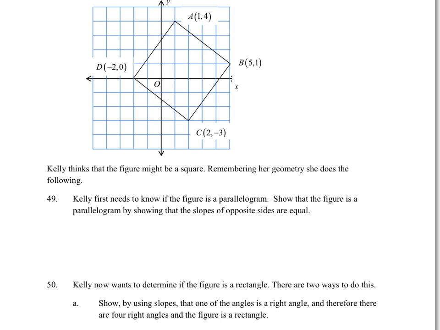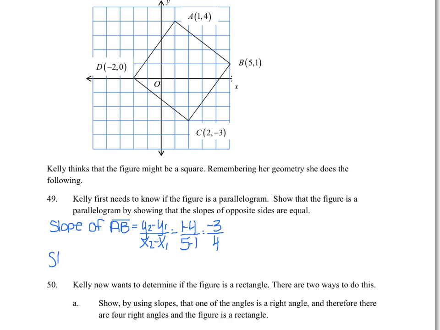So let's first start with the slope of AB. Remember that slope is y2 minus y1 over x2 minus x1. And AB, my points are 1, 4, and 5, 1. So I'm going to do 1 minus 4 over 5 minus 1. 1 minus 4 is negative 3. 5 minus 1 is 4.